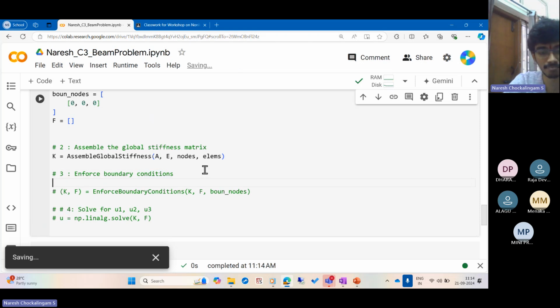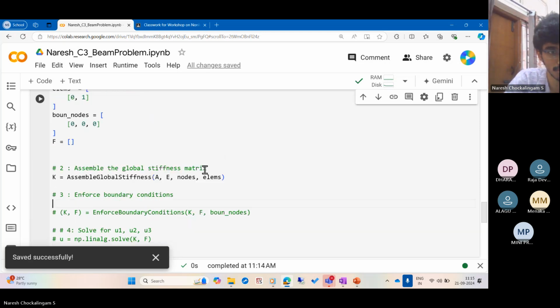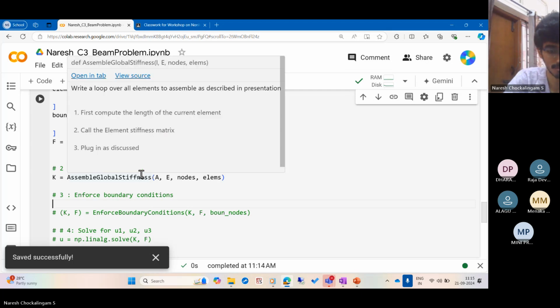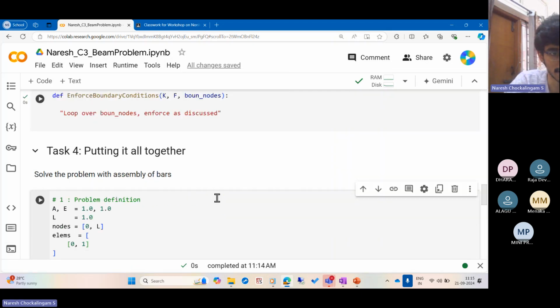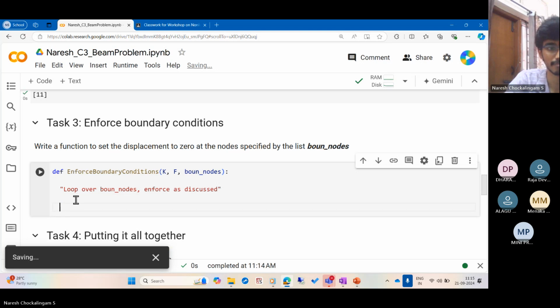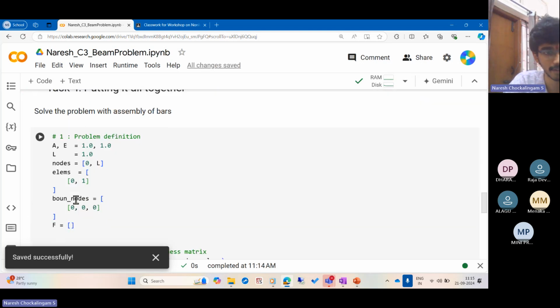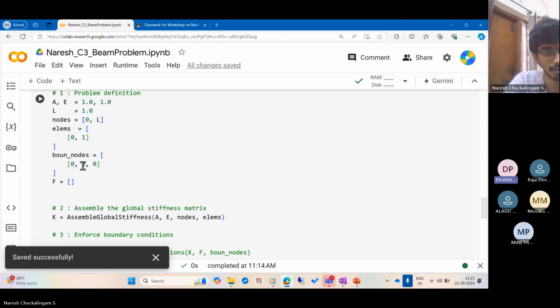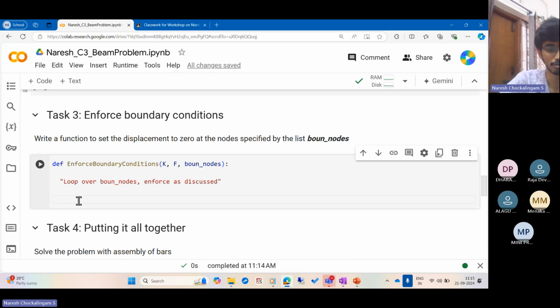So let me call a matrix BC, which corresponds to every, or let's do one thing. Let's go to this function, enforce boundary conditions, right? So you remember what we have in boundary nodes? We have node number, first degree of freedom, second degree of freedom. So now you loop over all the boundary nodes. So what should I write here?